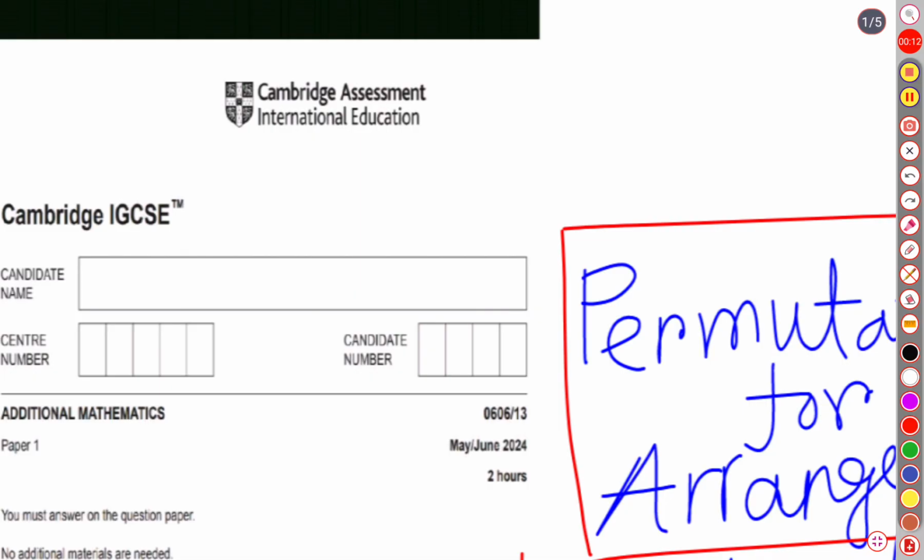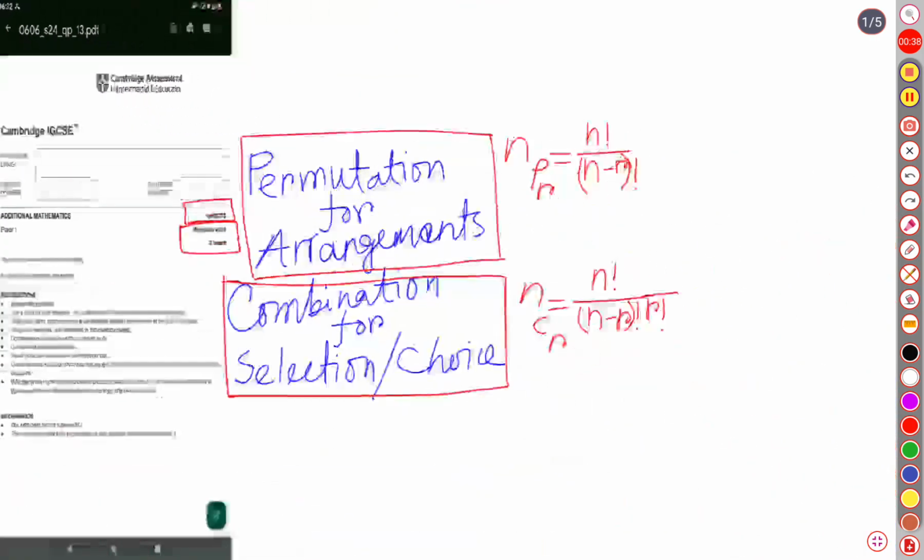Welcome to MIT. Today our topic is permutation and combination. The paper we are going to solve today is paper 060613, session May June 2024. Before moving on to our question, I would like to inform you of just two notations. One is for permutation, the other one is for combination.